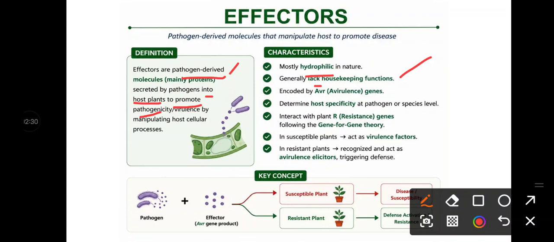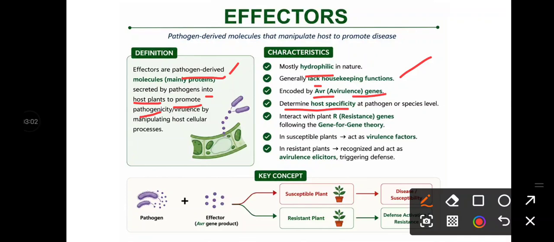Next, it is encoded by the AVR gene, or avirulence gene. Okay. Then it determines host specificity of the pathogen at the species level. So these effectors are proteins that will act on a particular host. By that it determines the host specificity.